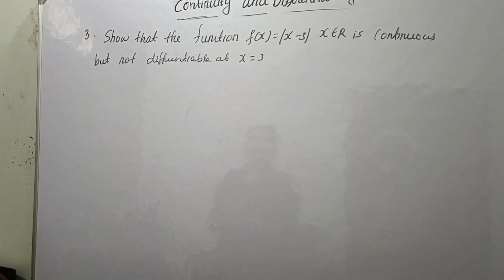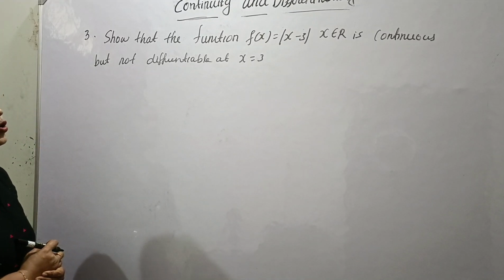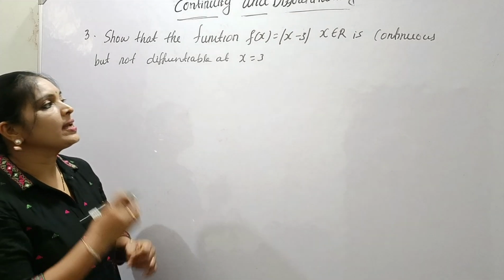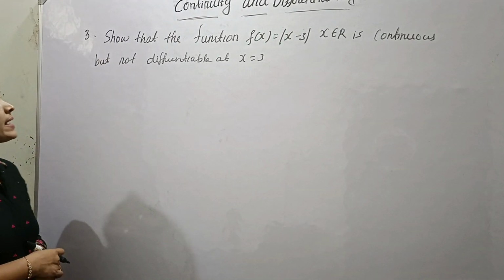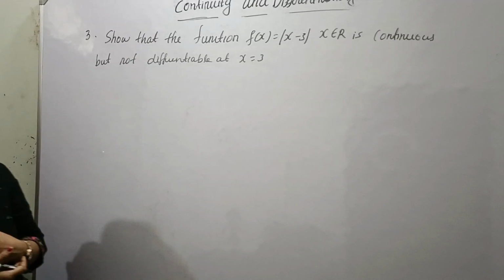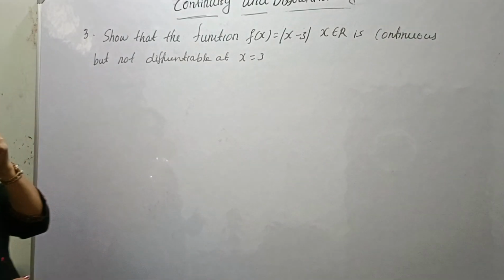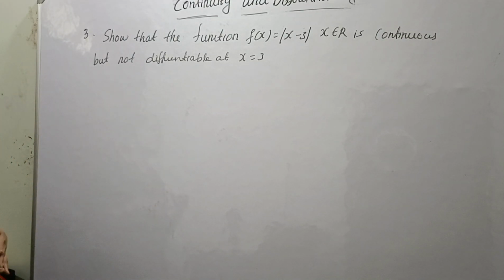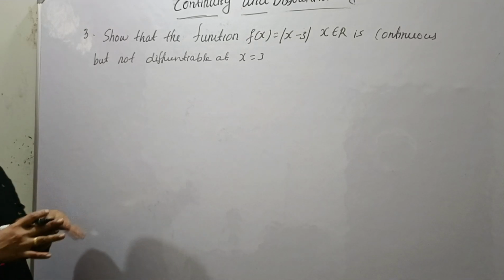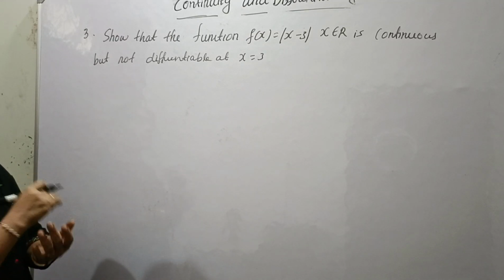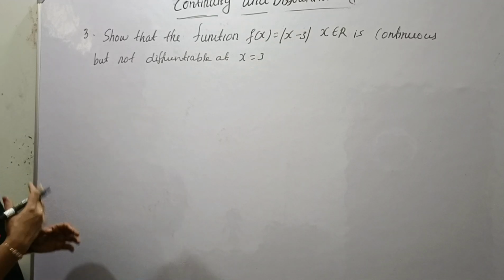Next question is, show that the function f of x is equal to modulus x minus 3, x belongs to R, is continuous but not differentiable at x is equal to 3. So here, okay, first of all, let's prove it's a continuous function. So for that, here also, first of all, we will define the function, that is f of x is equal to modulus of x minus 3.